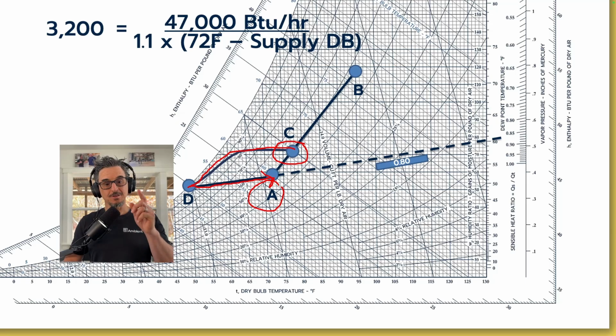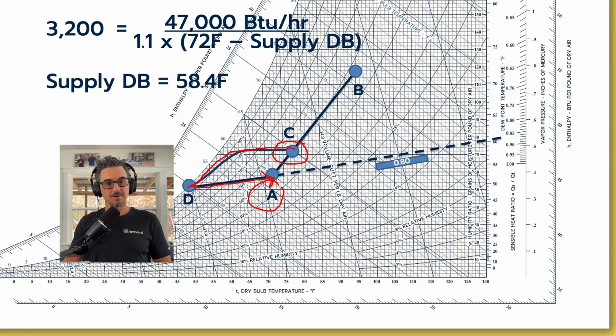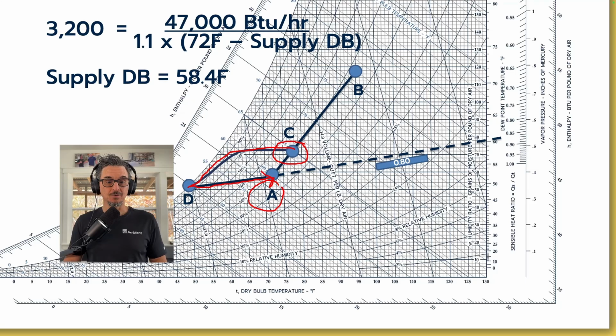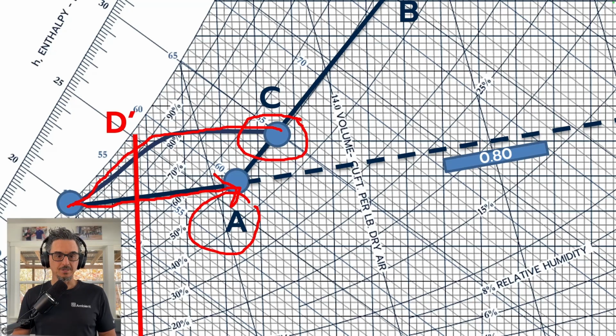Okay, so we're back here at the chart, and the new supply air is 58.4 degrees because we're throttling back our chilled water valve because we don't need as much cooling. So let's plot that on the psychrometric chart. So D prime is our new coil leaving air temperature. I'll blow that up here for you, which you can see is about 58 degrees, a little more.